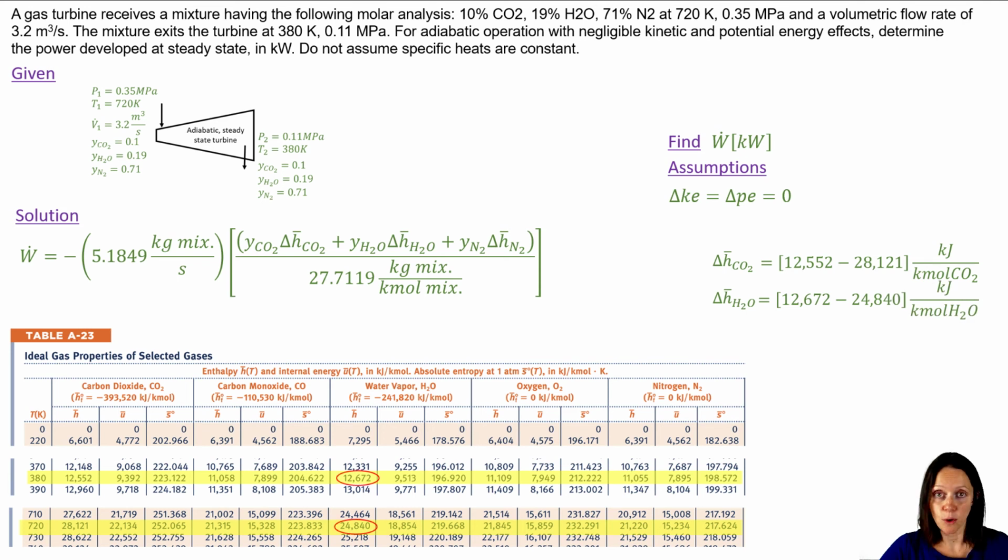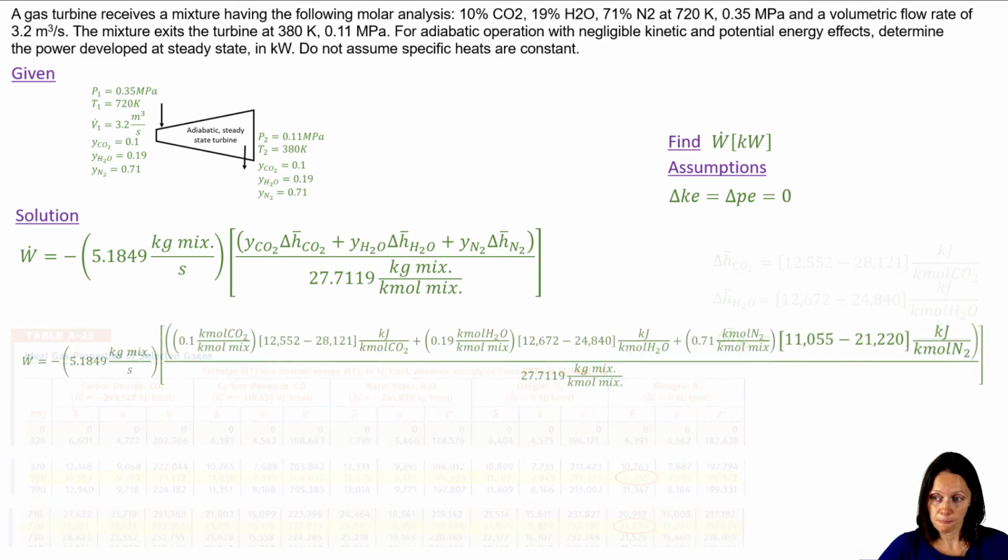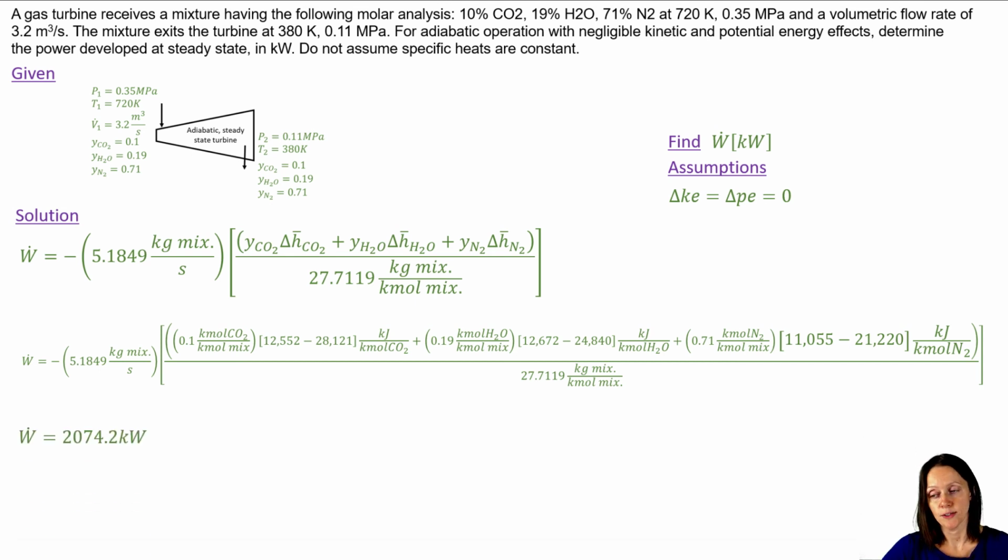Then my H bar for H2O is the same thing, I'm just going to a different column. So I've got a column for water vapor, and for nitrogen, a column for that as well, at the very end. So I've got 2 H bars there. And when I plug everything in, this is what I get. And you can see that the units are going to work out really nicely to kilojoules per second, or kilowatts. So I've got about 2 megawatts of power that's produced by this guy.